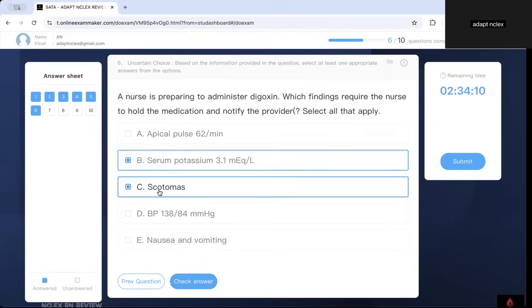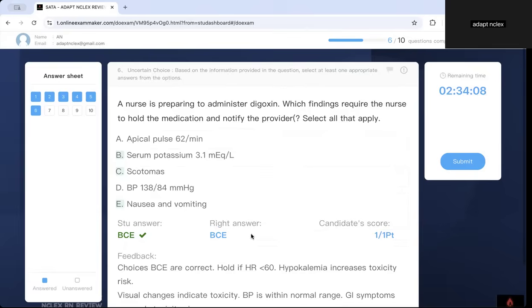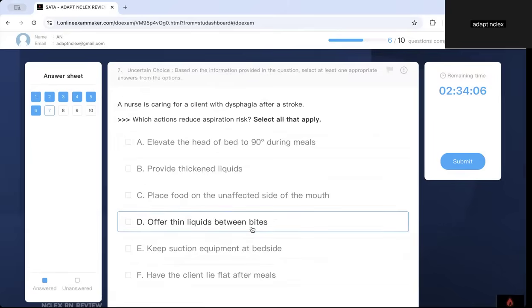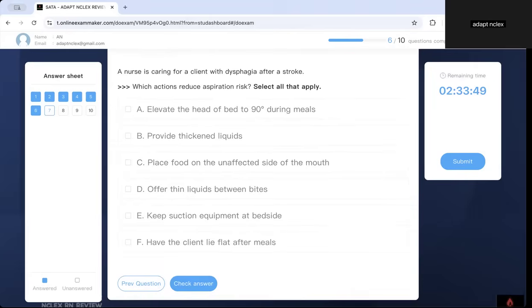If you do that, trust me, every select-all-that-apply question, you will pick a bunch of answers without panicking. And this is caring for a client with dysphagia after a stroke. There's a reason why there's a word there, dysphagia after stroke. That means you want to do what? Prevent aspiration. That's what the question is asking you. After you analyze the question, it becomes easier.